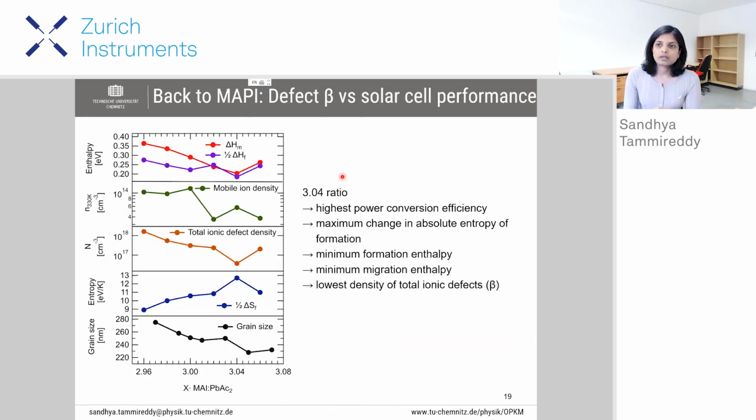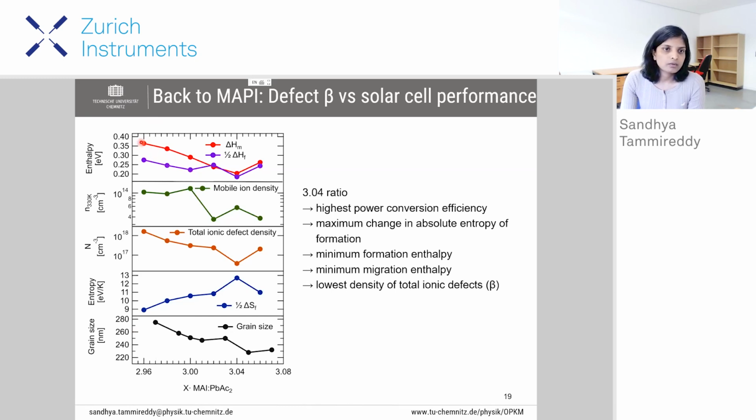And the other one was, since microstructure plays quite an important role in perovskite efficiency and in defect dynamics, we compared all our thermodynamic parameters to the grain boundary area or the grain size. So as you can see, this is the enthalpy, this is the mobile ion density, this is the total ionic defect density, which is nice that we can separate both of them, and entropy, and this is the grain size. And what we observed was they all follow the same trend.